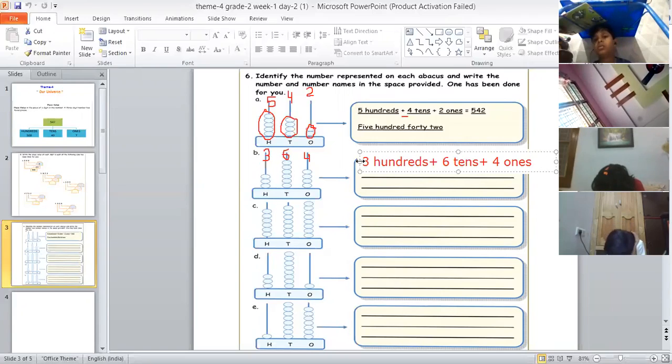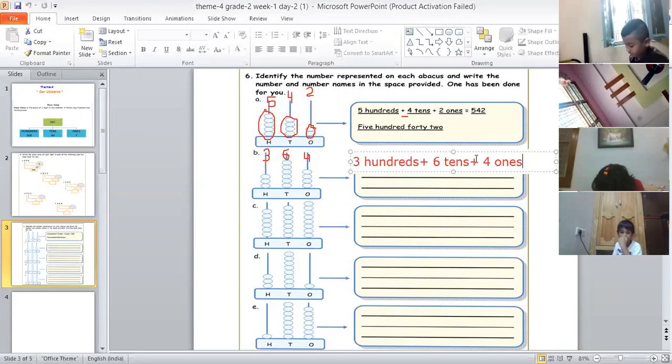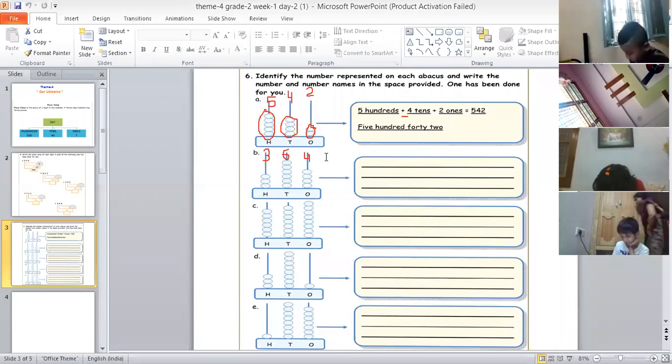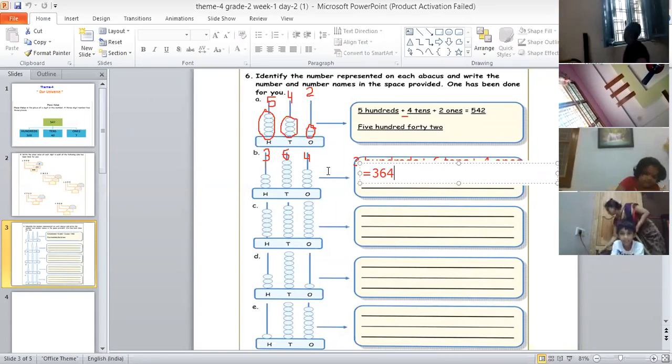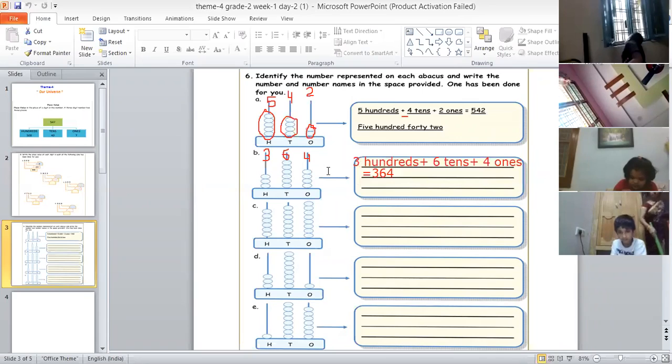Right. So this is the expanded notation for the number 364. Now what you have to do is put, okay, I don't have sufficient space, so I'm writing it down. After that, you have to put an equal to sign and then write the number 364. In the next line, if you don't have sufficient space, you can also write it in the next line. This is equal to 364.